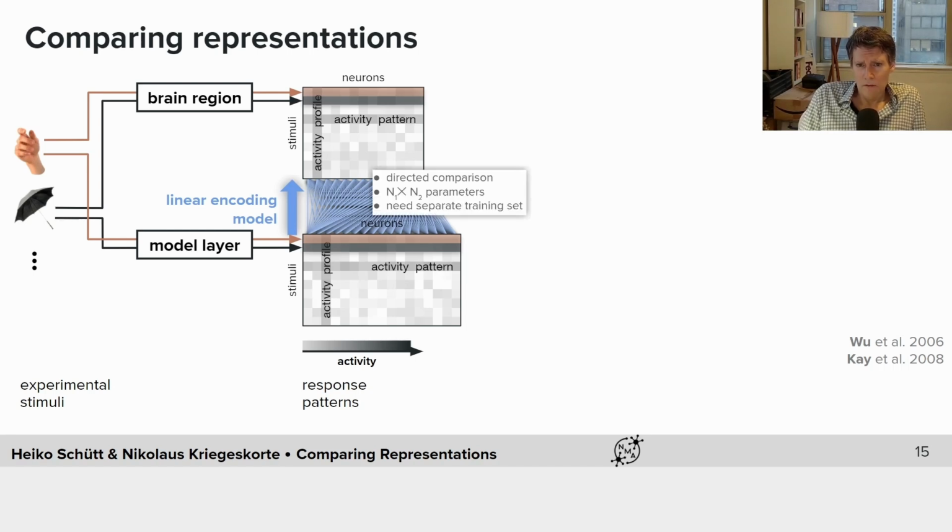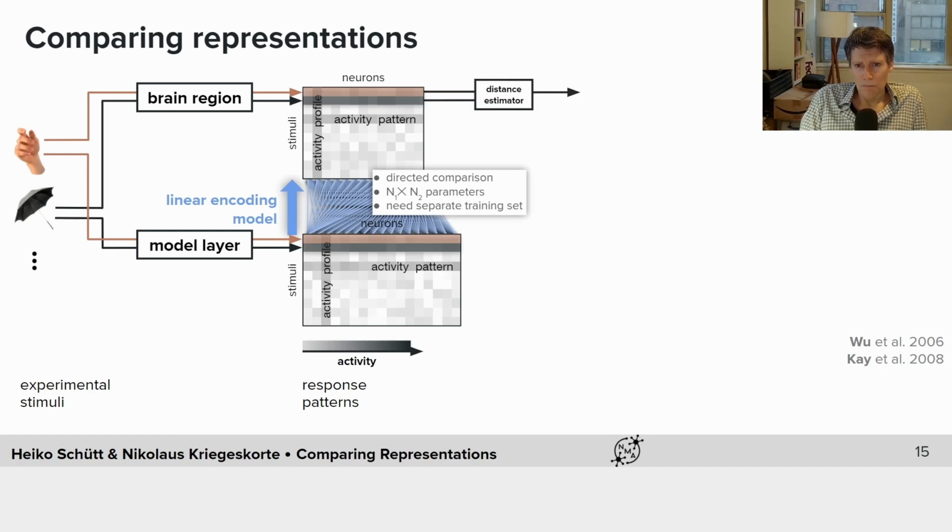So some important facts about this approach to comparing representations is that the comparison is fundamentally directed, and that we need to fit these n1 by n2 parameters, where n1 is the number of neurons in the model layer and n2 is the number of neurons in the brain region. So we need a separate training set with different stimuli in order to fit those parameters, and then we can evaluate on a different set of stimuli for which we've also measured responses in both systems, how well this mapping performs.